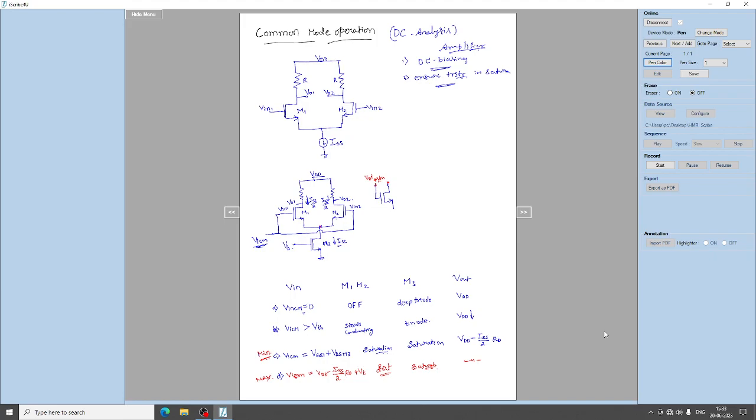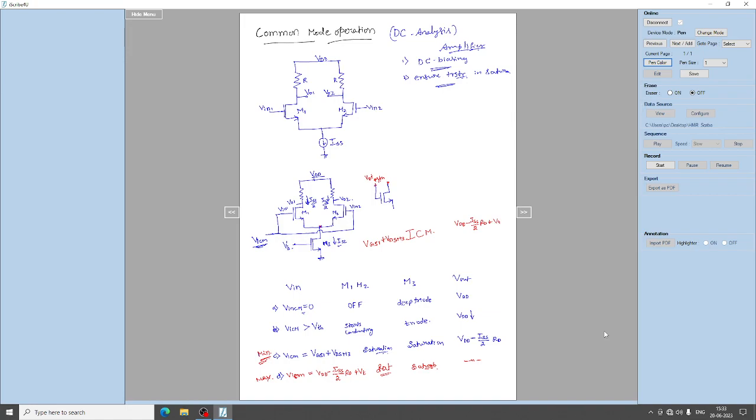Maximum current what we are giving. So the input common mode, right? So what you say? The input common mode, the range what you can give is, the minimum is VGS1 plus VDS sat of M3, and the maximum is VDD minus ISS by 2 into RD plus VT.